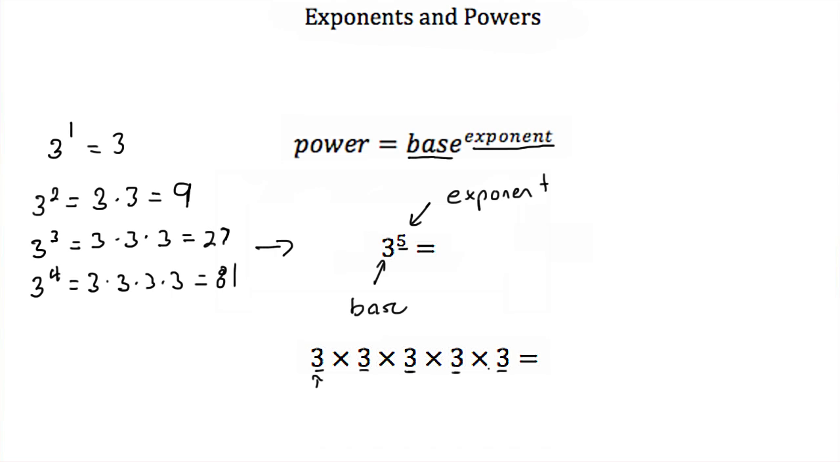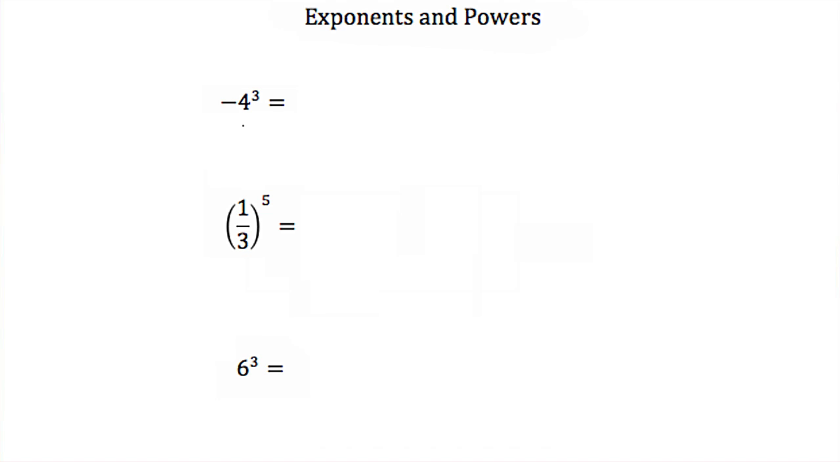So 3 to the 5th power is 3 times 3, which is 9, times 3 again, which is 27, times 3 one more time, which is 81, and then times 3 the 5th time is 243. So 3 to the 5th power is also 243. So let's practice this a couple more times.